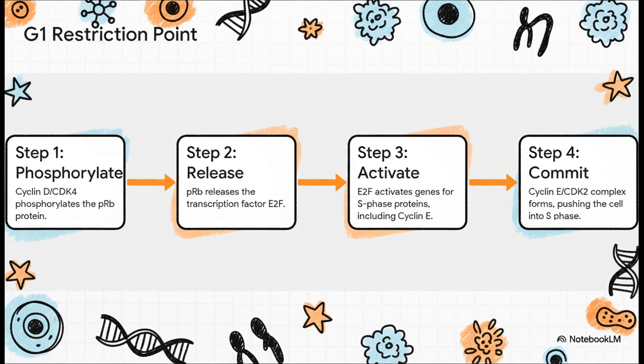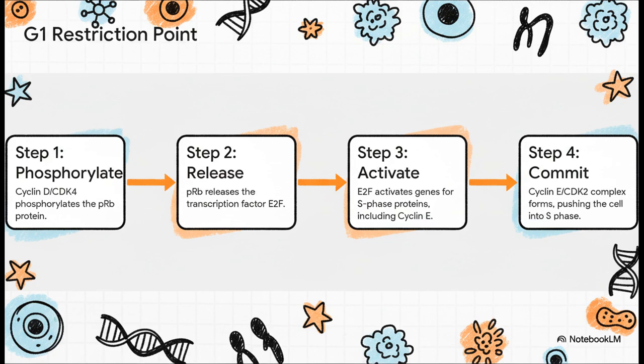The first and maybe the most important checkpoint of them all is the G1 restriction point. This is it. This is the moment a cell fully commits to dividing. Once it passes this point, there is no turning back. It's an incredible cascade. It starts when the cyclin D CDK4 complex adds a phosphate to a gatekeeper protein called pRB. This forces pRB to let go of another protein it was holding onto, called E2F.